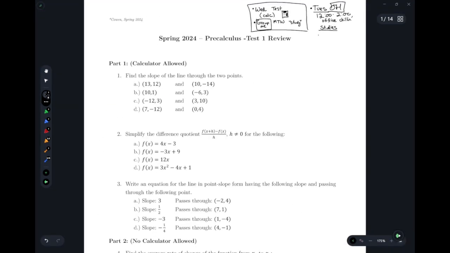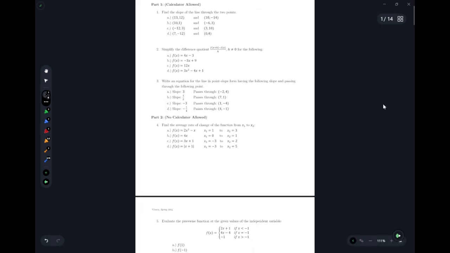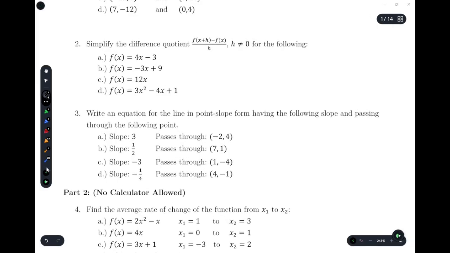Did anybody actually have a question that they actually needed help with and they know it? Yeah, thank you. Appreciate you being willing and ready. Number 2.